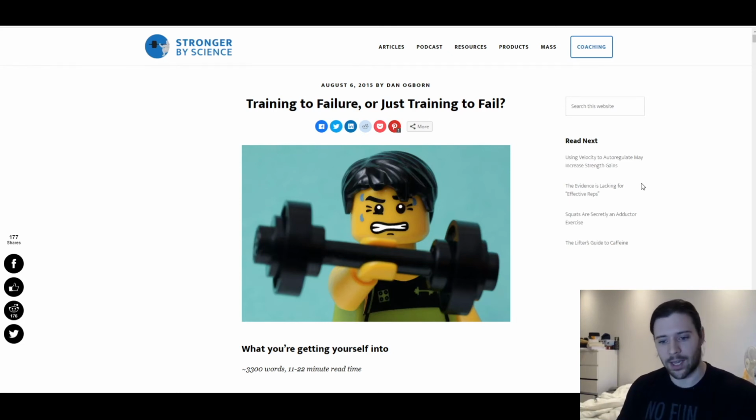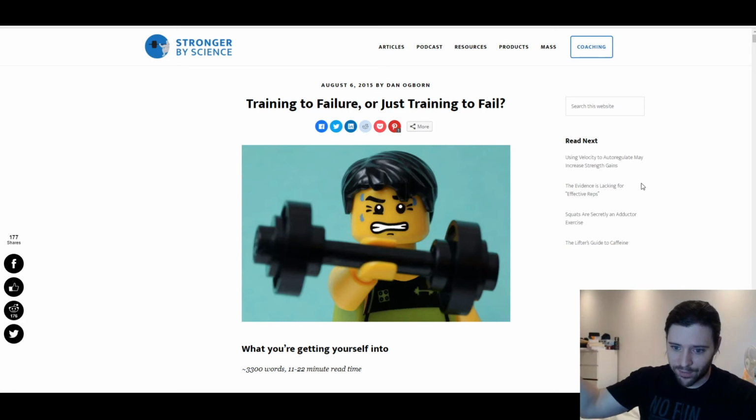You could do that by adding weight, adding sets, adding reps, whatever. And you want to focus on making small jumps, not big jumps, because big jumps are how you're going to hit that wall faster, and you're just not going to be able to recover, and you're going to have to step back and start things over again.